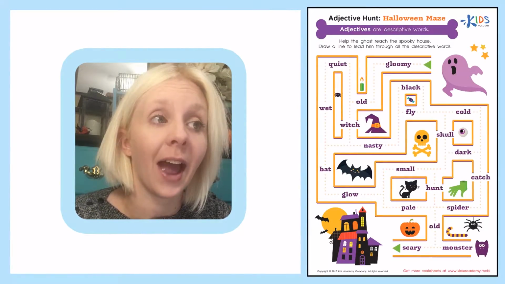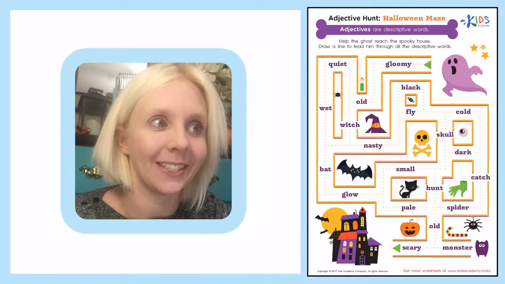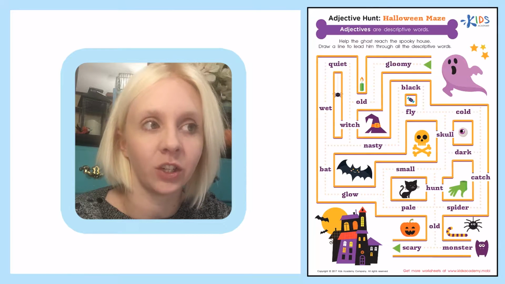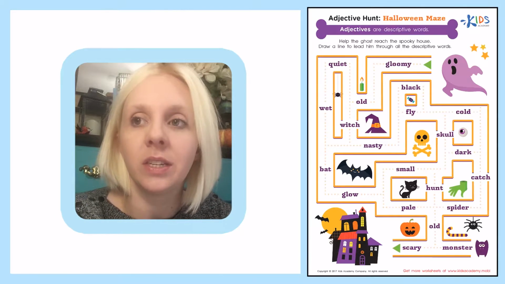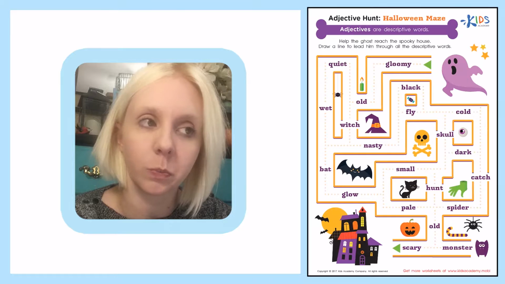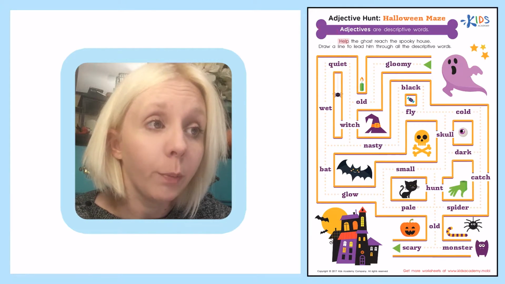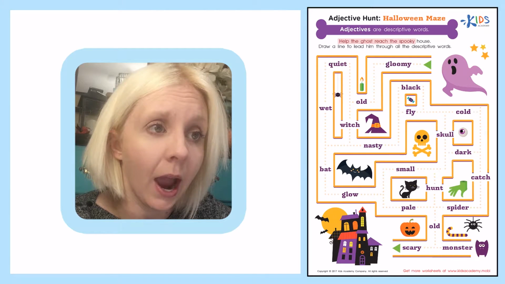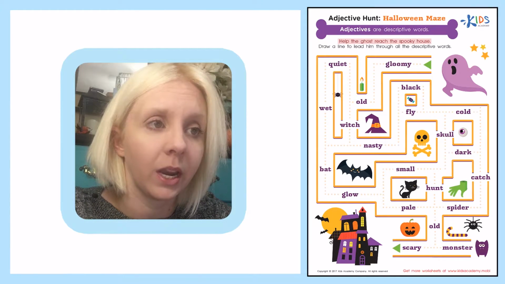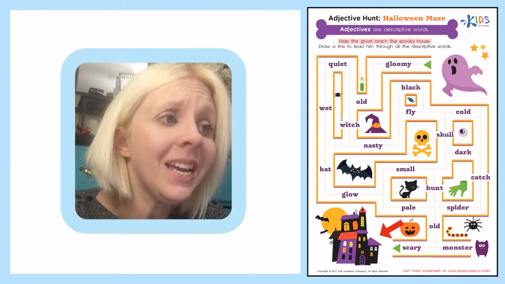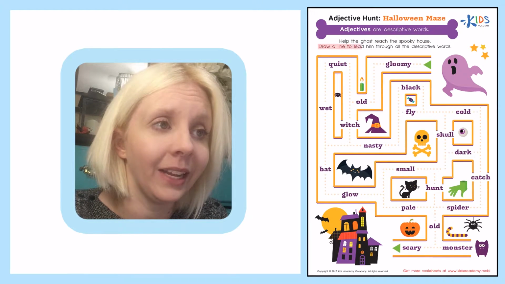Alright, so we have Adjective Hunt Halloween Maze. This looks like fun. Adjectives are descriptive words, and I love adjectives because they're the juicy stuff. They're the stuff that describes a person, place, or thing. Let's look at the directions here. The first one says, help the ghost reach the spooky house. So we've got our ghost right here, and we're going to try to help him reach this house down here. And it says, draw a line to lead him through all the descriptive words.